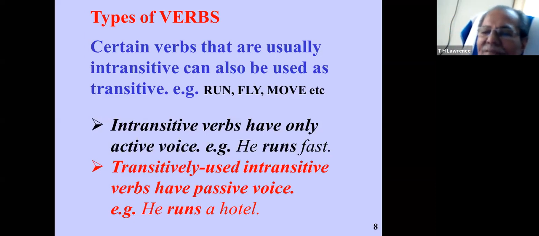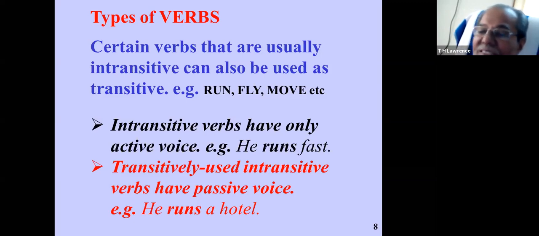See, I have given, intransitive verbs have only active voice. That means they do not have objects. We can have passive voice in respect of verbs that are transitive or that have objects. That's the position. Now see, intransitive verbs have only active voice. Example, he runs fast. Here I have used runs in an intransitive way or in the normal way. And here if you ask runs what, you won't get an answer. Runs whom, you won't get an answer. At the same time, please come to the last line, this example. He runs a hotel.